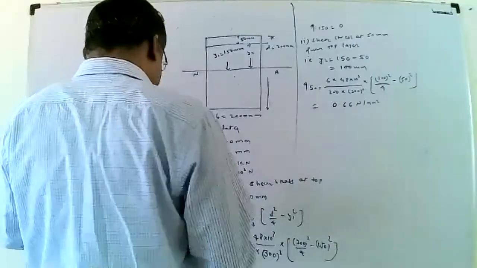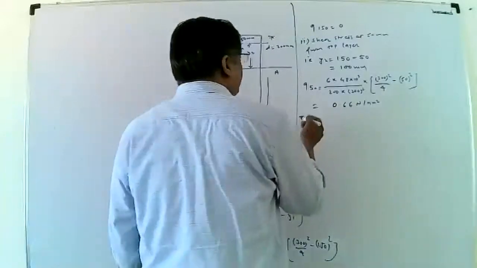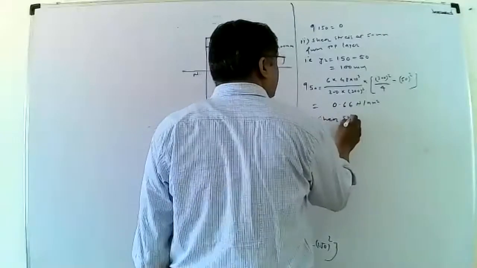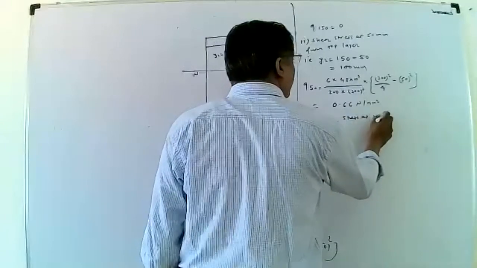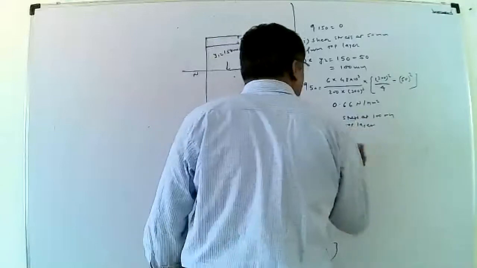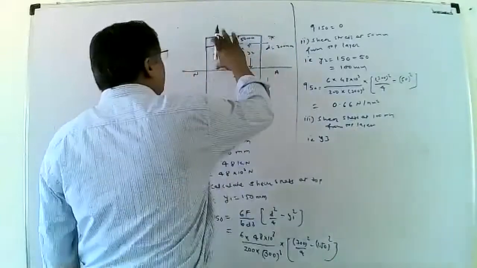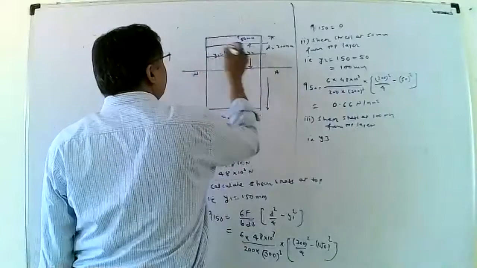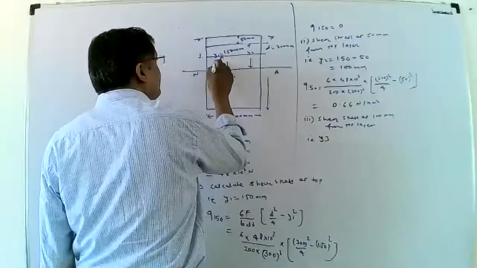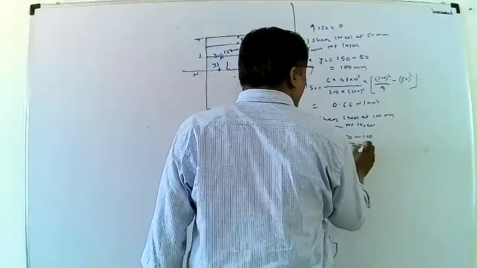Then next we have to calculate shear stress at 100 mm from the top layer. Third one, shear stress at 100 mm from the top layer. That we consider as y3. Then how to calculate y3? The total is 150, and this distance is 100. Then 150 minus 100, the remaining is y3, that will be 50 mm.